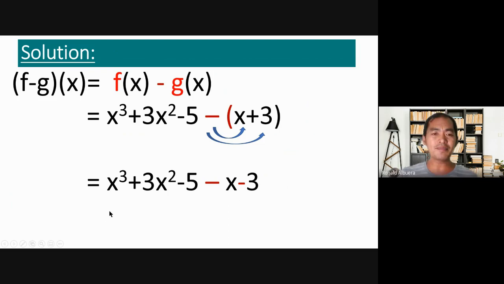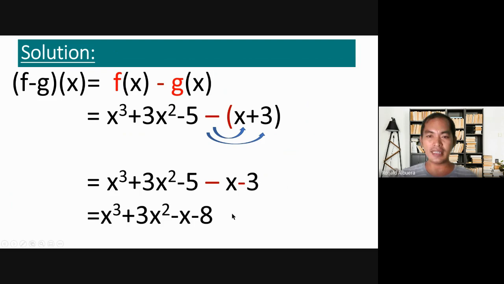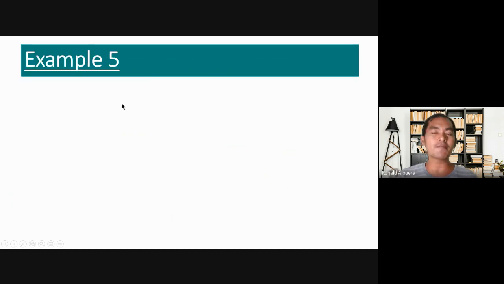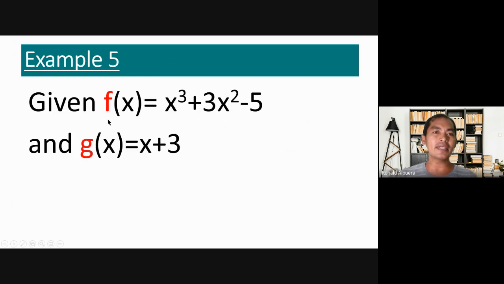Then, we simplify. Yung x cubed walang kapareho, kokopyahin lang. Yung 3x squared walang kapareho, kokopyahin. Yung negative x walang kapareho, kokopyahin. But negative 5 and negative 3 are similar, so you can combine the same sign, you copy the sign and add the number, which is negative 8. That's the answer.